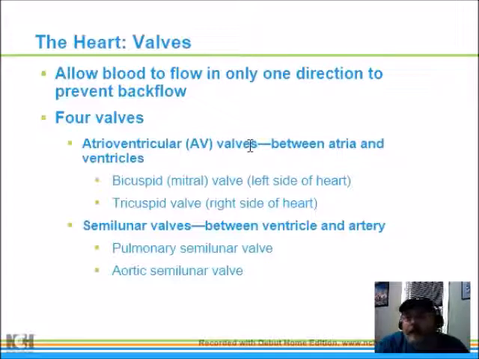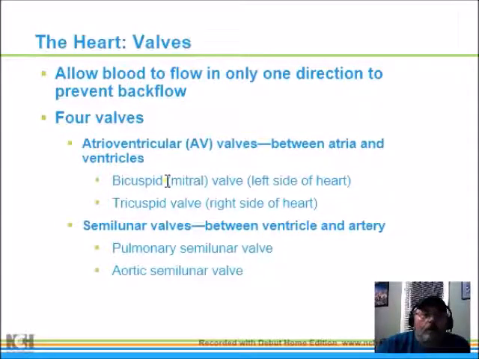2 are called AV valves, or atrioventricular valves. These include the bicuspid or mitral valve, which is on the left side of the heart, and then the tricuspid, which is on the right side of the heart. And these valves prevent fluid from going from the ventricles back into the atria. We also have semilunar valves, and anytime blood is leaving the heart, it's going out a semilunar valve. Anytime blood comes into the heart, it will pass through one of the AV valves.